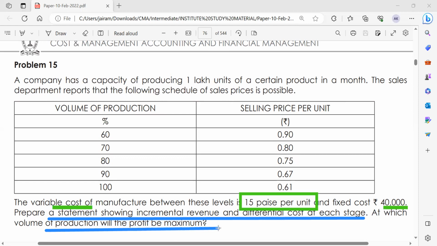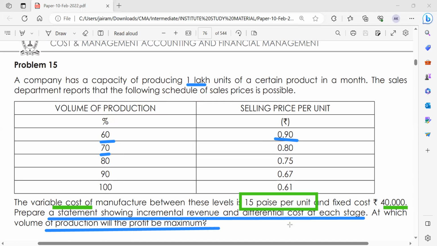So how we have to do it is, you have to calculate it for all levels. 1 lakh units is the total, so for 60% production, it will be 60,000 units, 70,000 units, like that. For sales, you will get 60,000 units into 0.9 for the first one. And variable cost is 0.15, so 60,000 into 0.15 gives you the variable cost. You will get the contribution, minus fixed cost gives profit. So for all these levels, we'll calculate the profit.